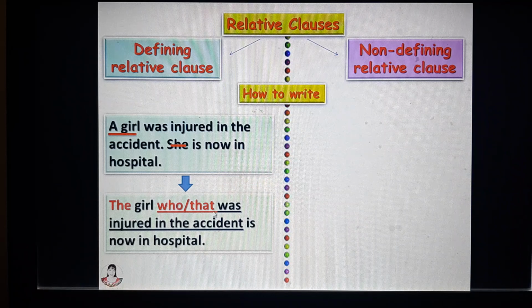Who or that was injured in the accident is now in hospital. We cannot change, because the girl who was injured in the accident is now in hospital. The girl that was injured in the accident is now in hospital. Who or that was injured in the accident is a defining relative clause. And we use past simple in the defining relative clause, and present simple tense in the main clause.